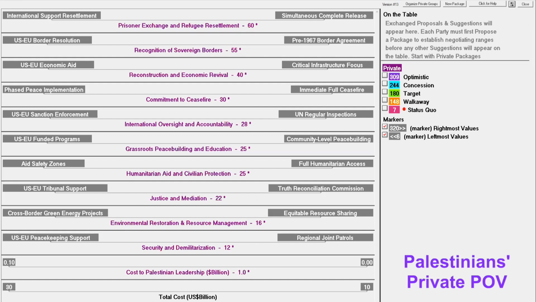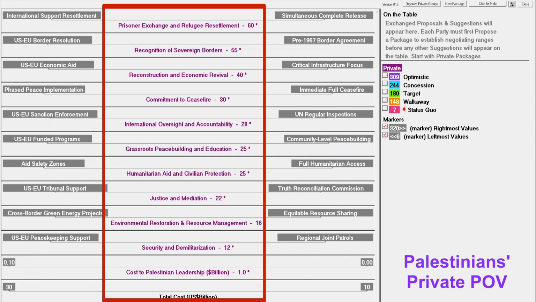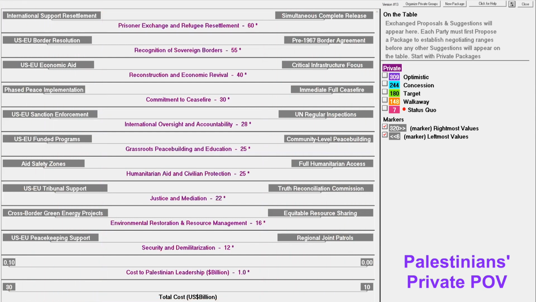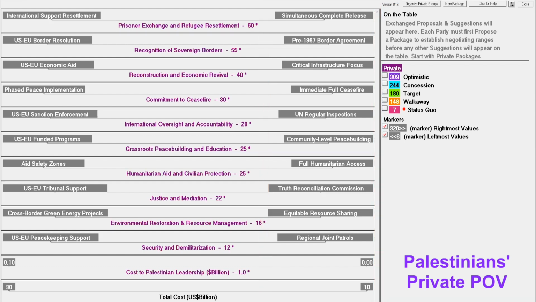This is the private point of view of the Palestinians, where they model their own preferences. Private preferences are kept confidential by the system. The negotiating range on each issue here is oriented so that the most preferred options to the Palestinians are on the right-hand side. They are ordered from most important at the top to least important at the bottom.